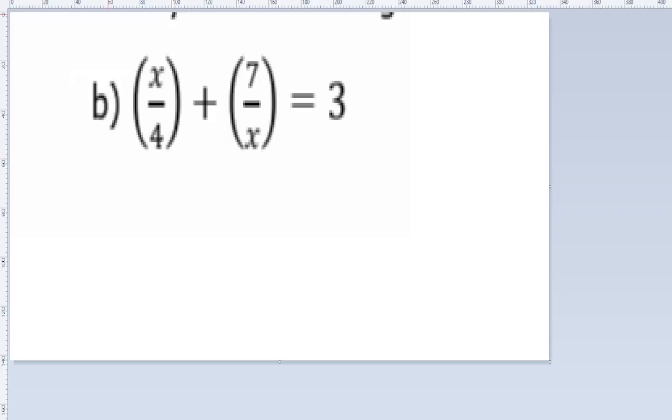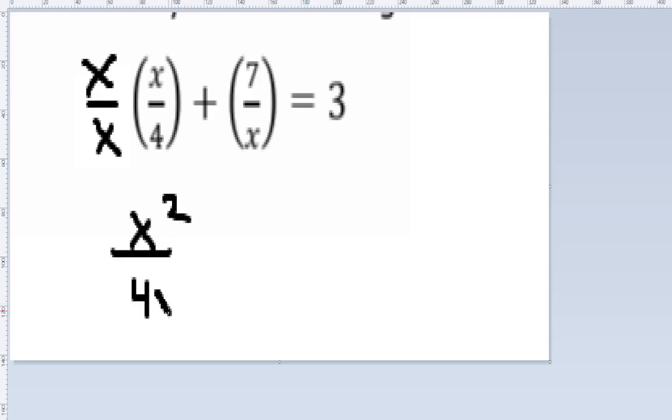This is another way of cross multiplying. What is missing in 4 that's over here? Well, an x. If I multiply 4 by x, I get 4x. But I can't just multiply the bottom. I have to multiply the top. That means if I multiply this by x over x, the top becomes x squared, and the bottom becomes 4x.